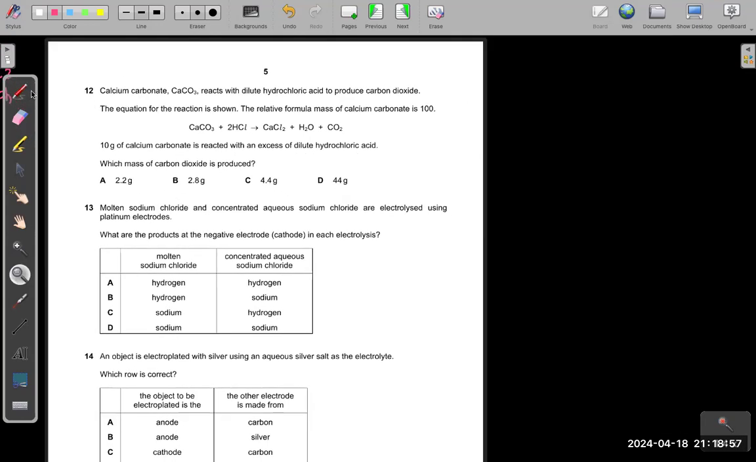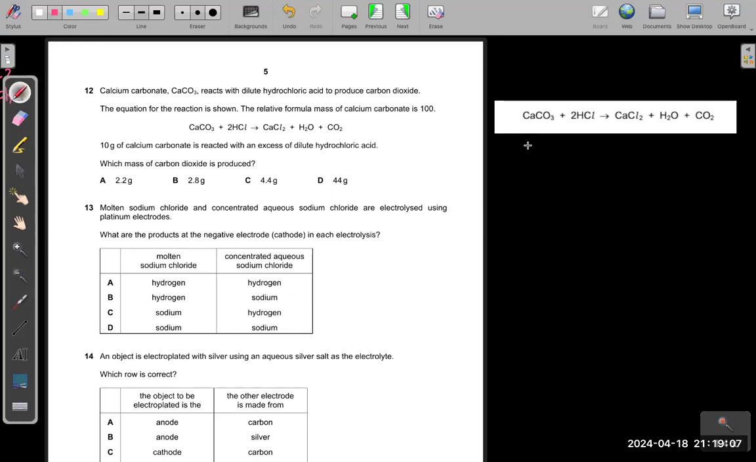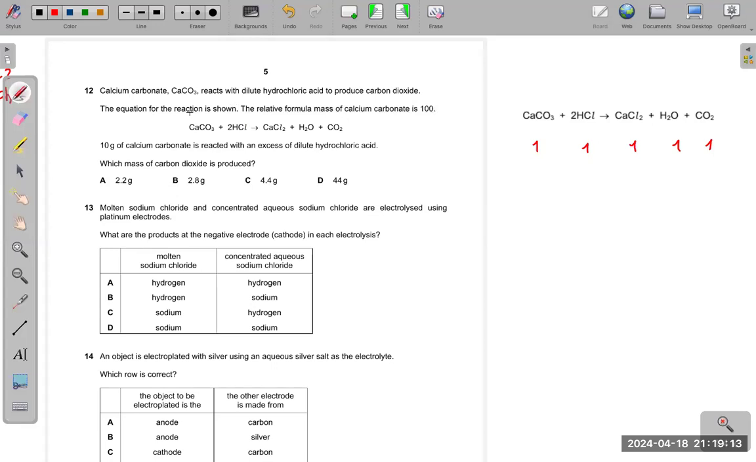If you write this equation aside here, and then look at the number of moles of each one, you will see the number of moles is 1 in all: 1, 1, 1, 1, 1. So all of them are 1. And then what did he give you? He said 10 grams of calcium carbonate. So I can put 10 grams here, but this is moles. So either change this one into moles or change this one into grams.